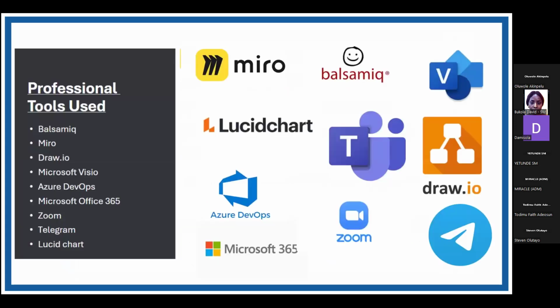Next slide. Time up. These are the professional tools we used, Miro, Lucidchart, and the like.